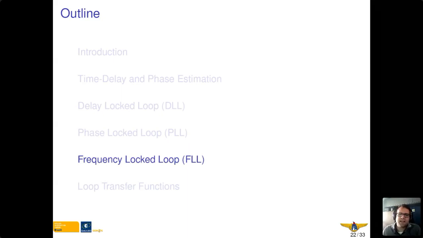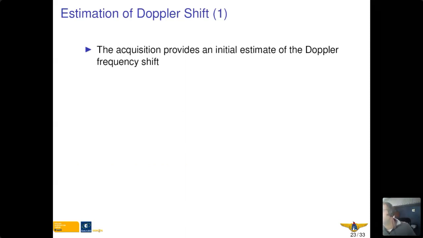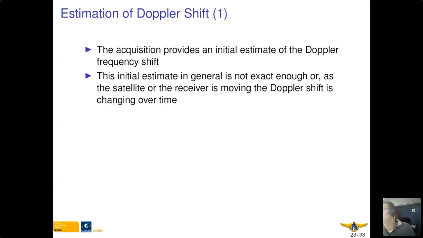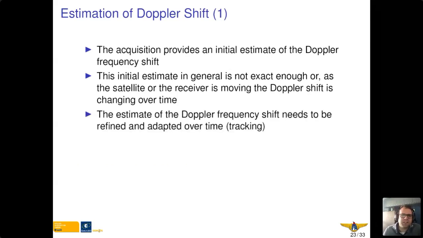But now let's introduce the Doppler to this exercise. The Doppler frequency is changing over time, and we could introduce something called a frequency lock loop. Additionally, the acquisition provides an initial estimate of the Doppler shift. This initial estimate in general is not exact enough, or as the satellite or the receiver is moving, the Doppler shift is changing over time. The estimate of the Doppler frequency shift needs to be refined and adapted over time.